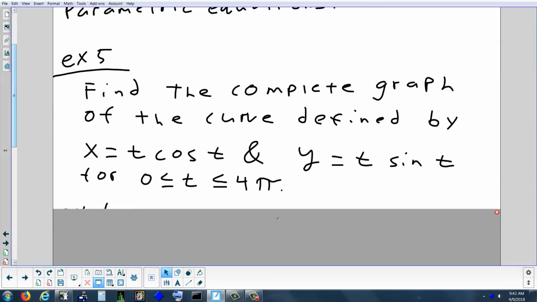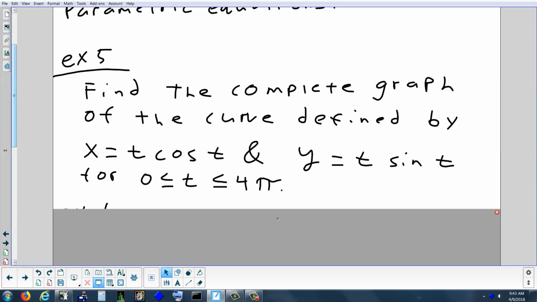t cosine t, t sine t. What does that kind of look like? It's a little different, but what does it look like from what we did before? Yeah, kind of like a circle, but what's different? The radius is t. Exactly, the radius is a variable. So what do you think would happen if you try to draw something that has a variable radius? The radius gets bigger and bigger as you draw it. What shape would that be? Yeah, a spiral.